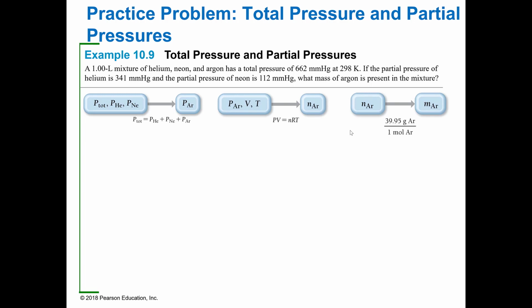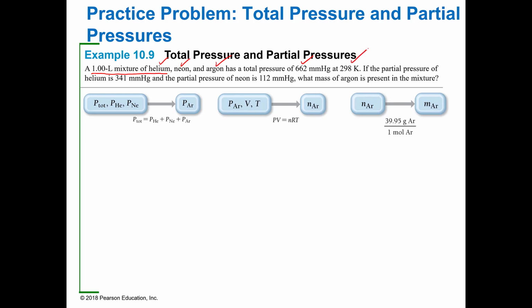You have a 1 liter mixture, and you always make sure you know what that total volume is. You have a 1 liter mixture of helium, neon, and argon. So you've got 3 gases. You have a total pressure of 662 millimeters of mercury, and the temperature is 298.